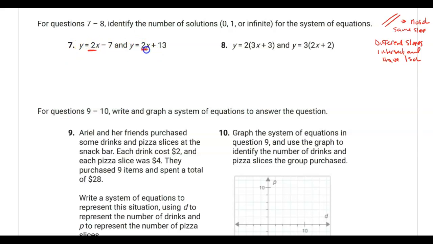Okay, so when I look here, if I look at the slope of this line, it's 2. The slope of this line is 2. They have different y-intercepts, so these lines are parallel, right? Therefore, there is no solution. That's because parallel lines do not intersect.